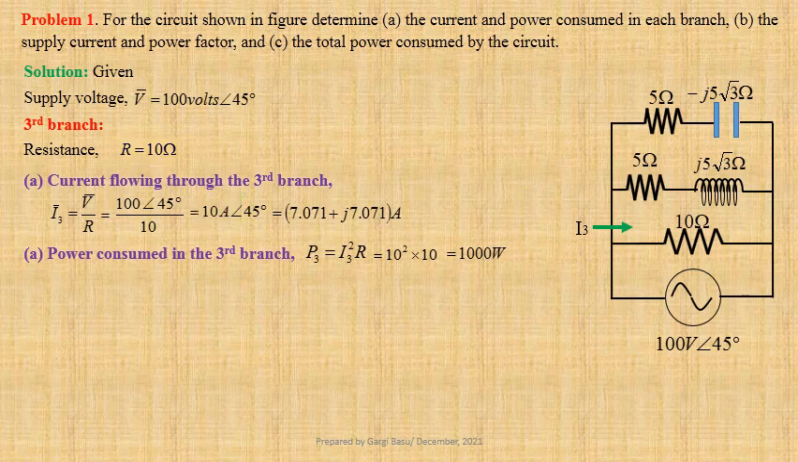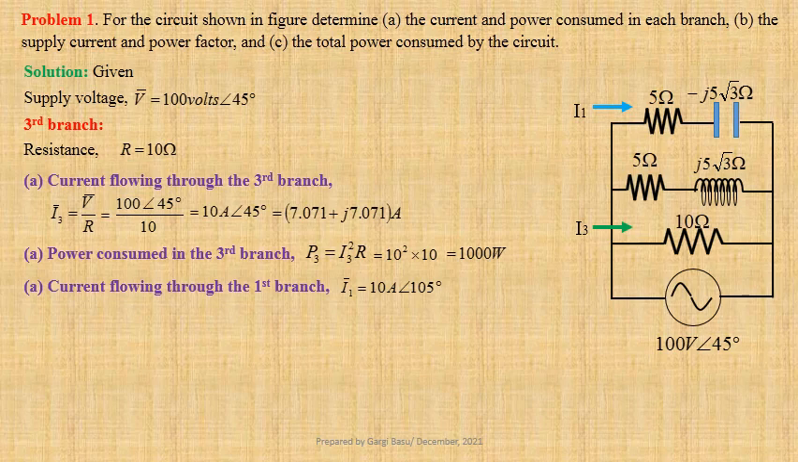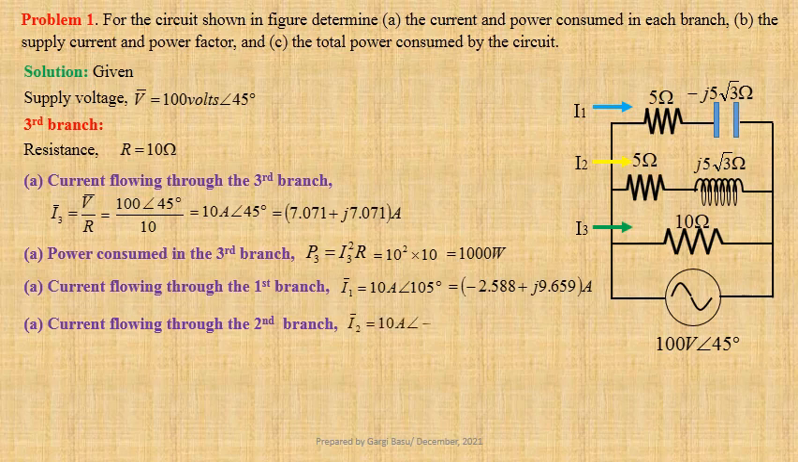We have already determined current flowing through the first branch. I1 equals 10 ampere at an angle 105 degree. This may be written in Cartesian form as minus 2.588 plus j 9.659 ampere. And current flowing through the second branch, I2 equals 10 ampere at an angle minus 15 degree. This may be written in Cartesian form as 9.659 minus j 2.588 ampere.